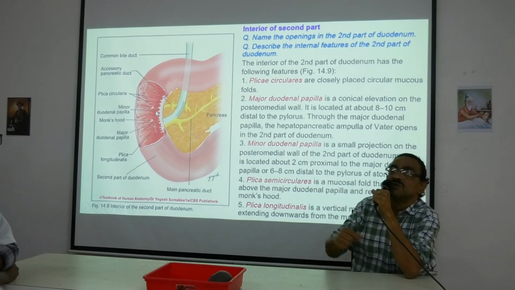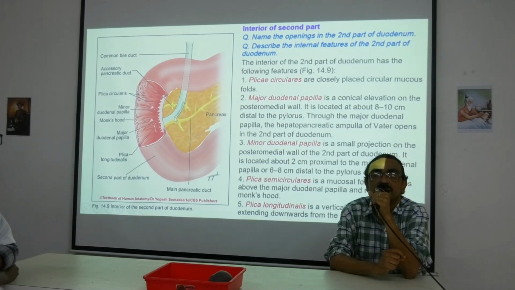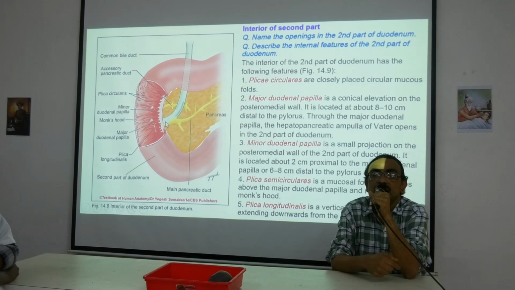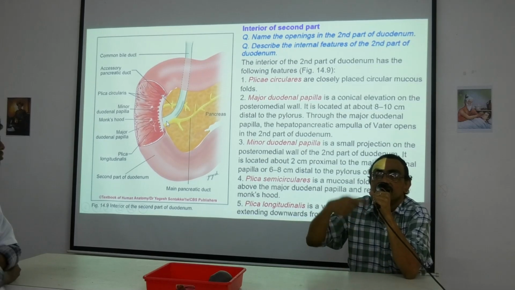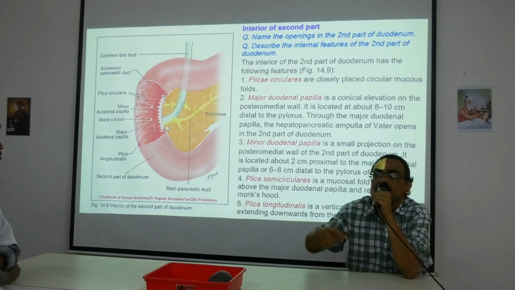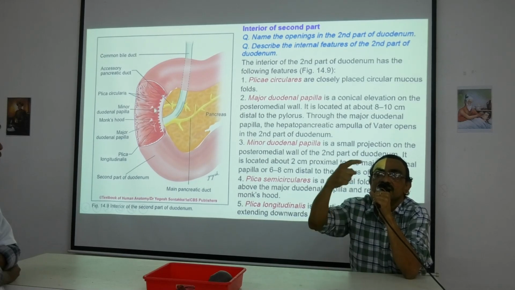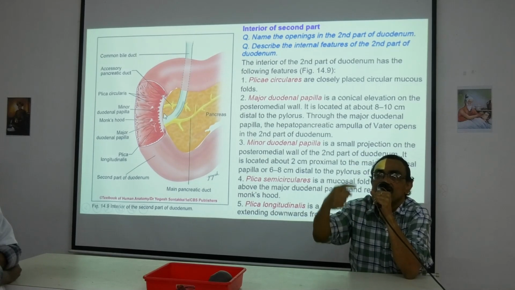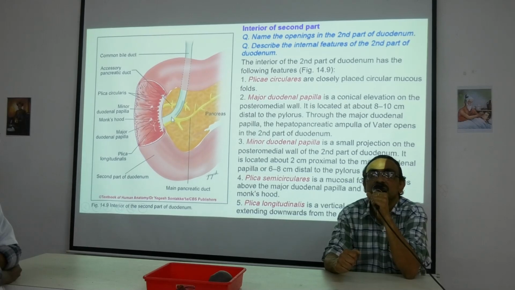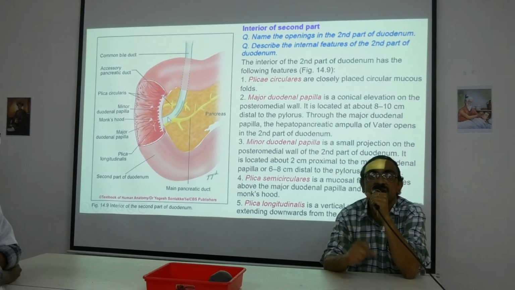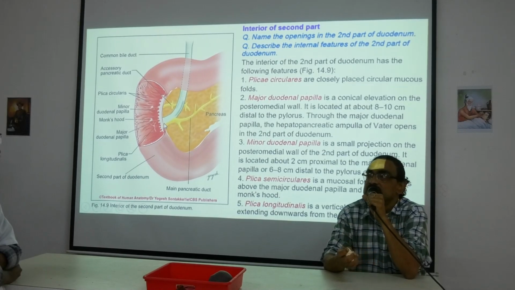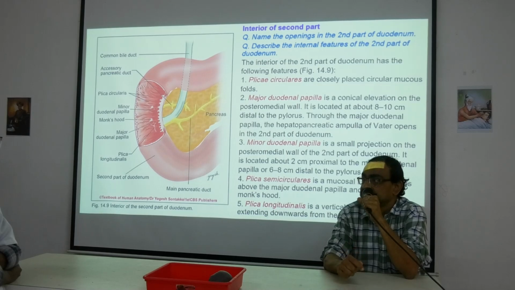And this common channel, that is called the ampulla of Vater, there is a valve or there are circular muscles which encircle this ampulla of Vater, which act as a sphincter. So the name of the sphincter is sphincter of Oddi.